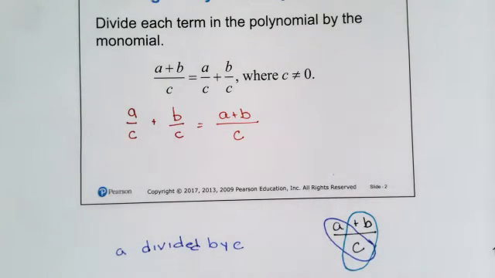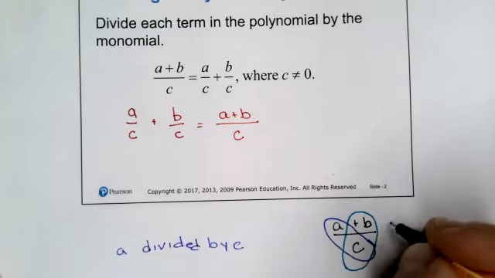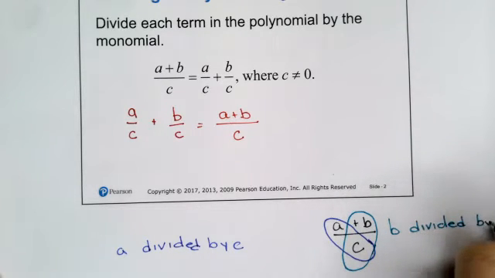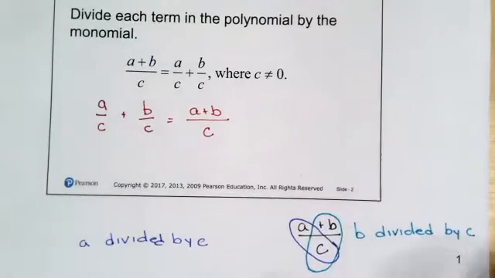That is what I circled in the dark blue. And then b is being divided by c. So just different ways to look at it. They are split into individual fractions just to check, can I simplify this, right?